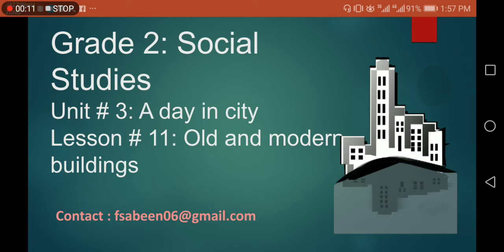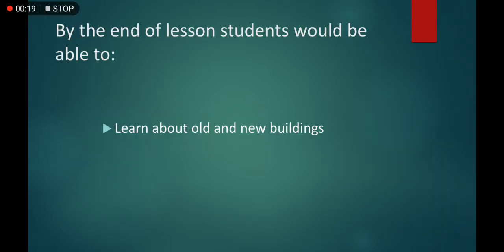Today is lesson number 11 and we are going to talk about old and modern buildings. Let's have a look at today's objectives. By the end of the lesson, students would be able to learn about old and new buildings.